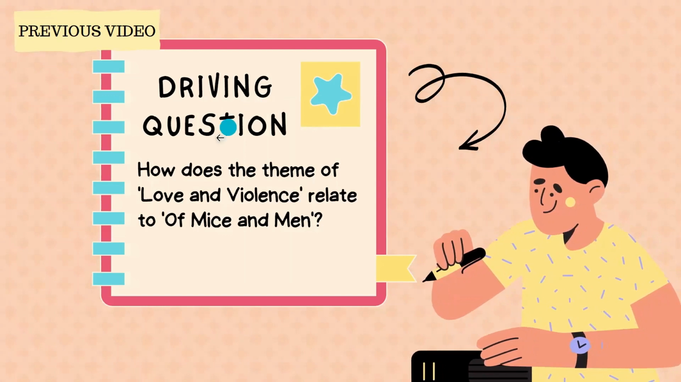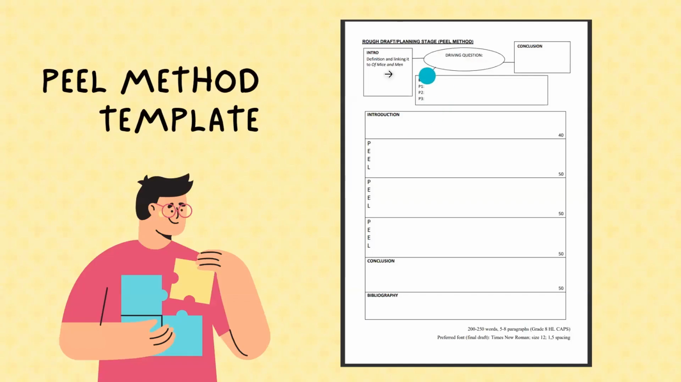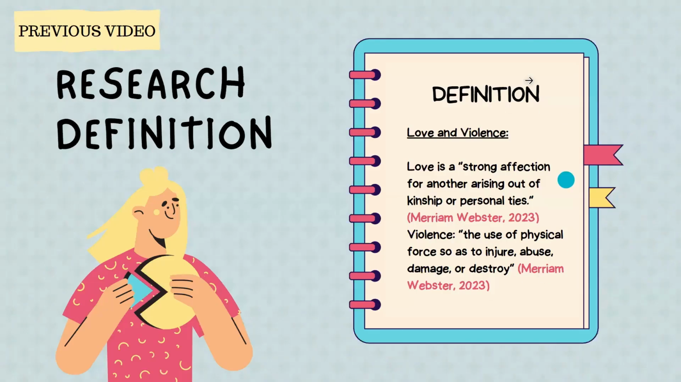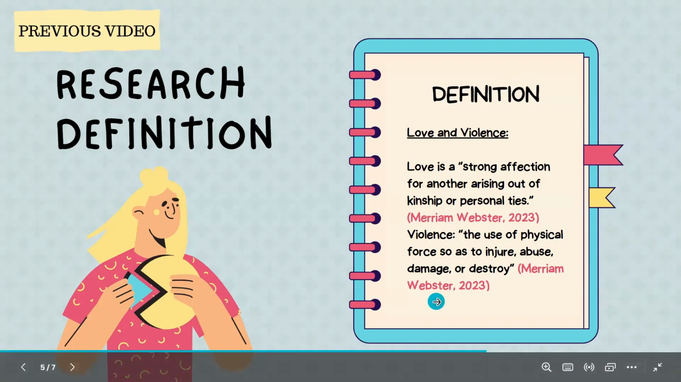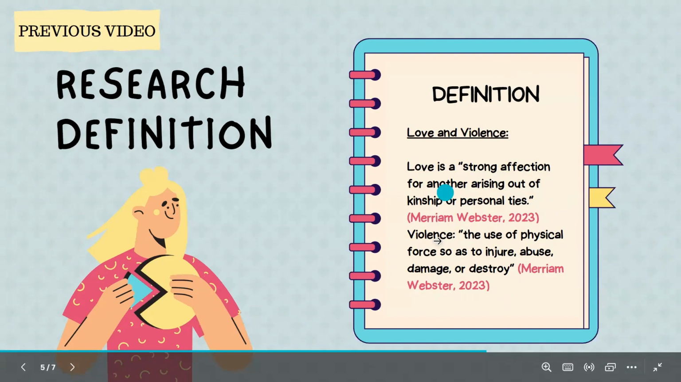In our previous video, I gave an example of a driving question. So how does the theme of love and violence relate to Of Mice and Men? I would put it in the spot of the template, the title. And then I found a definition for love and violence. I put this in my introduction, but I wouldn't use this entire quote. I'd prefer to use my own words, but also reference Merriam-Webster because that's where I got the definition from.